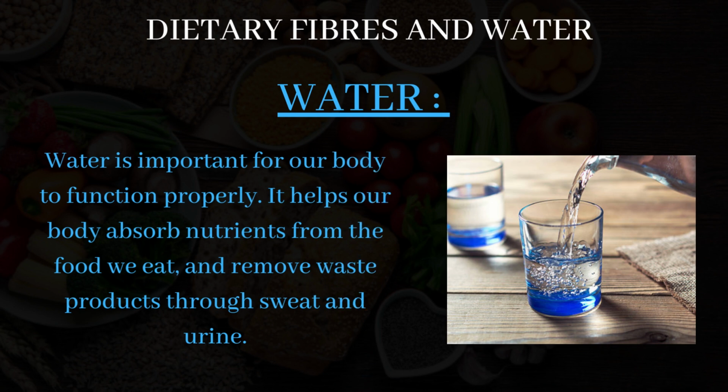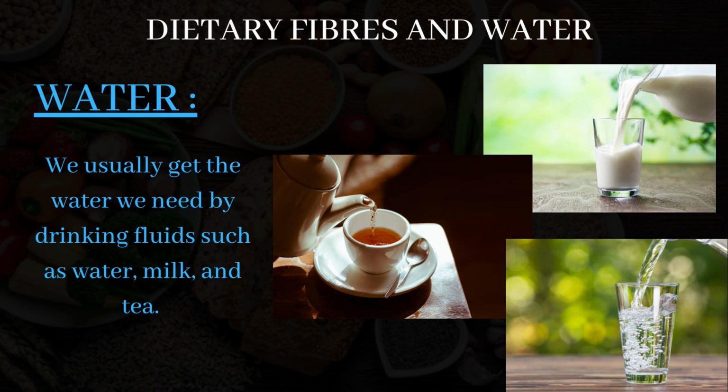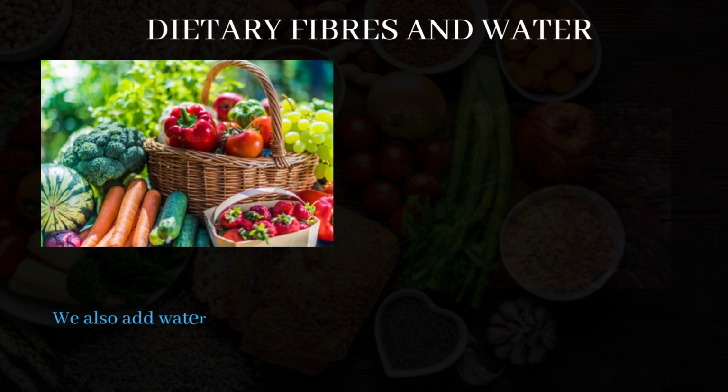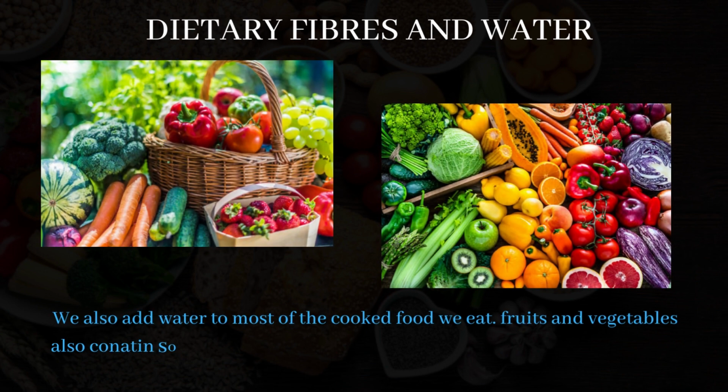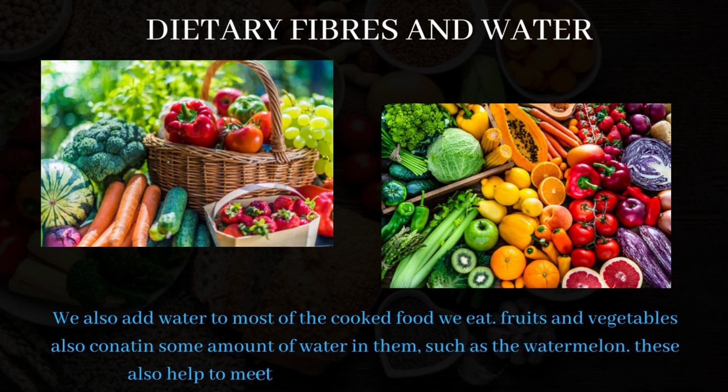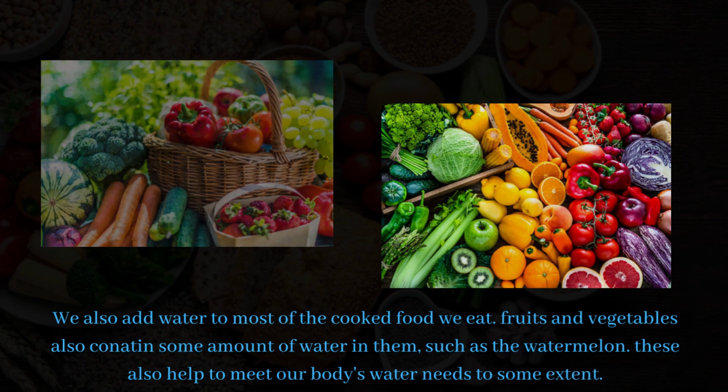Water is important for our body to function properly. It helps our body absorb nutrients from the food we eat and remove waste products through sweat and urine. We usually get the water we need by drinking fluids such as water, milk, and tea. We also add water to most of the cooked food we eat. Fruits and vegetables also contain some amount of water in them, such as the watermelon.